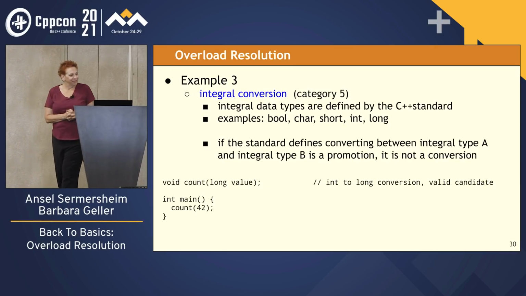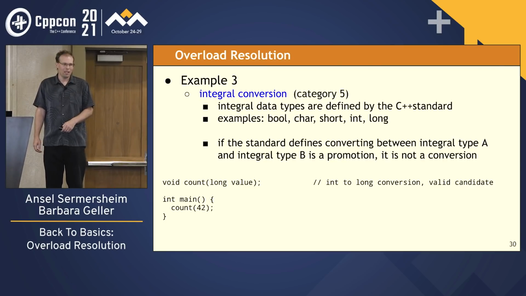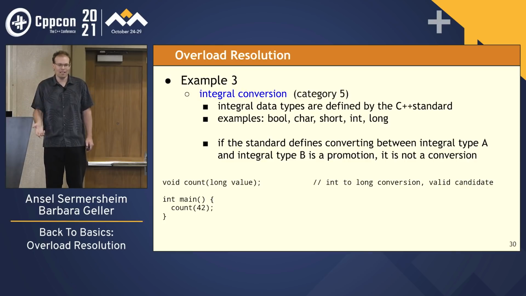Now that doesn't mean you can't do an integral conversion. Because in this example, we are calling count and passing 42, which is an integer literal, it's an int. But we only have one overload that accepts a long. That's perfectly fine. This overload is a valid candidate. And so there will be an integral conversion that occurs. There's no ambiguity here because there's only one candidate.